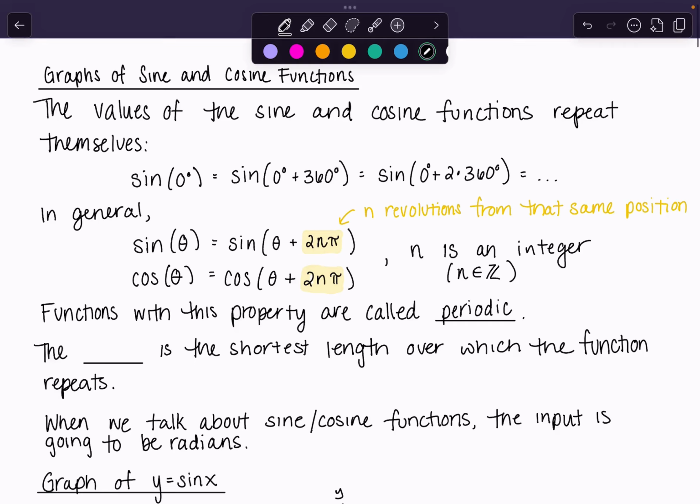The period itself is the shortest length over which the function repeats. So for us, that's going to be 1 revolution around, so our period is going to be 2 pi, for this particular trig function. So now at this point, when we talk about the sine and cosine functions, your input is going to be in radians. We are not going to input degrees to graph it on an XY plane.